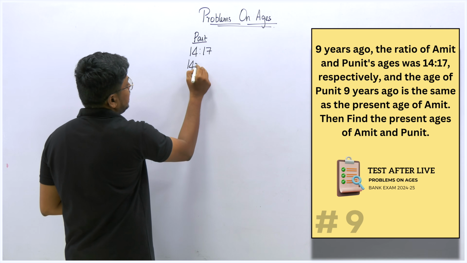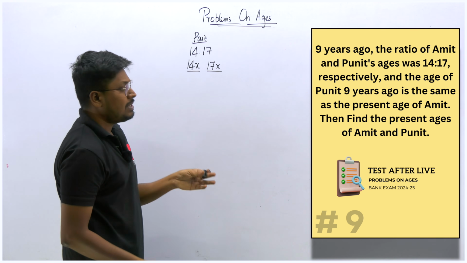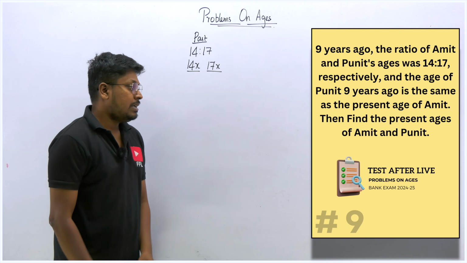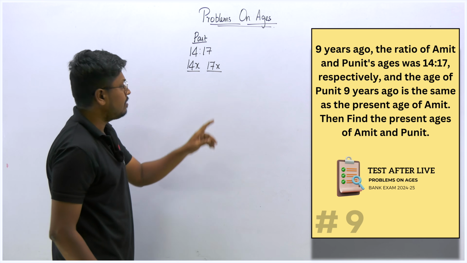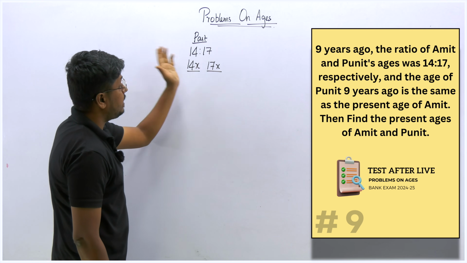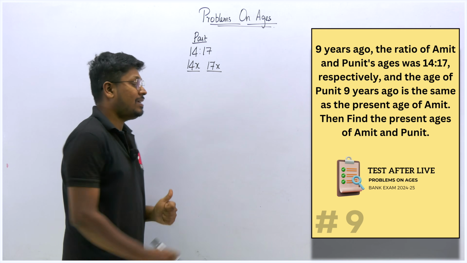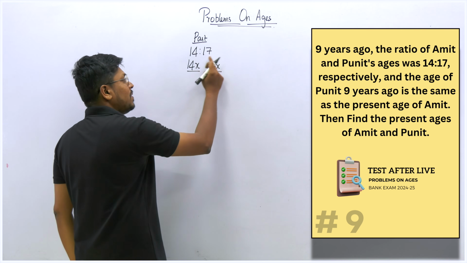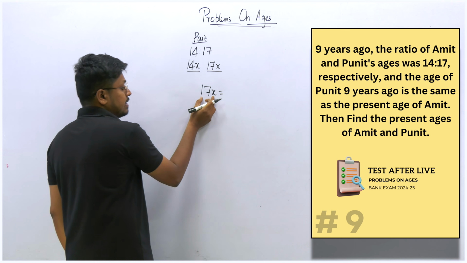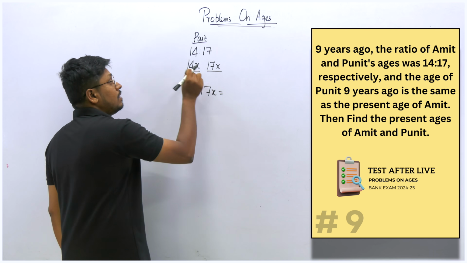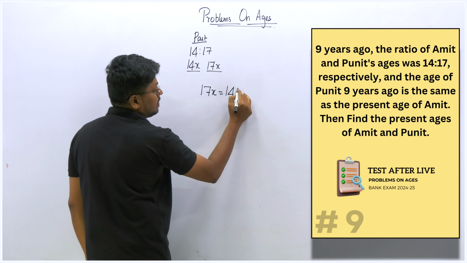So we can take 14x and 17x as the ages of Amit and Punit 9 years ago. And the age of Punit 9 years ago is equal to the present age of Amit. What is the meaning of it? 9 years ago, the age of the second person, Punit, was 17x. So this person's age 9 years ago is equal to the first person's age after 9 years. The first person, Amit, after 9 years will be 14x plus 9.